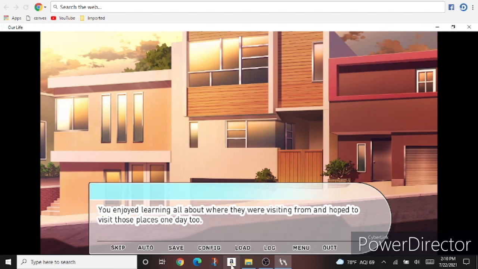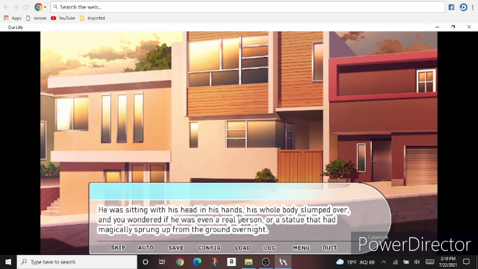Enjoyed learning all about where they were visiting from and hoped to visit those places one day too. But today, there was a man sitting on the curb outside your house. He was sitting there, his head in his hand, his whole body slumped over, and you wondered if he was even a real person or a statue that had magically sprung up from the ground overnight.